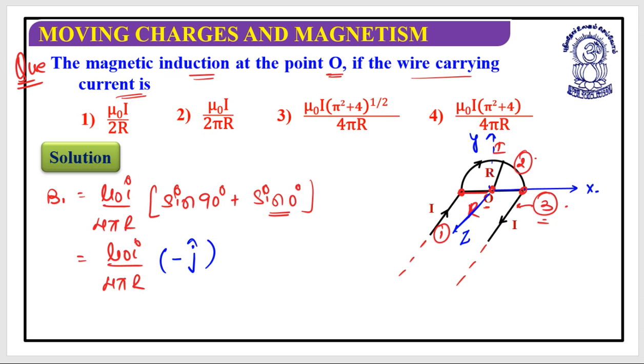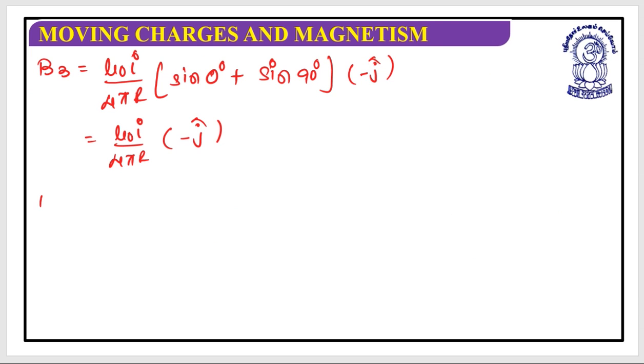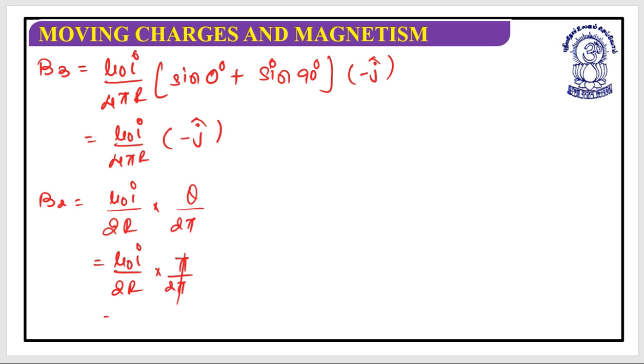And what about the B2? Let's suppose that this is Z, this is minus k. Yes, if you use the right hand circular rule, B2 should be mu naught I by 2r multiplied by theta by 2 pi. And this theta is represented by pi. This is equal to mu naught I by 2r multiplied by pi by 2 pi. The pi cancels, and this is equal to mu naught I by 4r. This would be in the minus k cap.